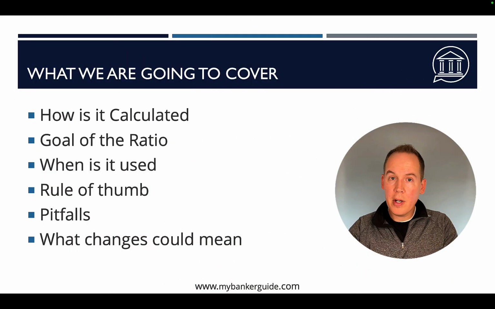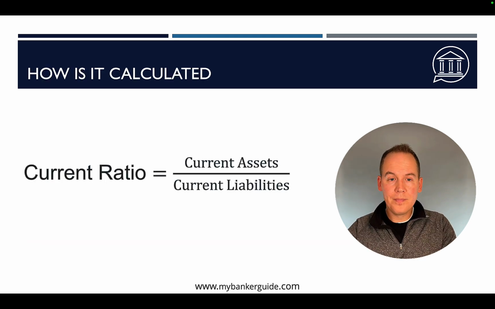Here's what we're going to cover. We're going to talk about how the current ratio is calculated. We're going to talk about the overarching goal of this ratio, when it's used, any rules of thumb. We'll talk about any pitfalls present in this ratio, and then we're also going to talk about what changes in the ratio over time could mean.